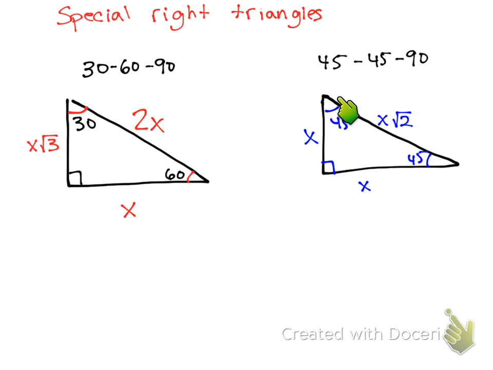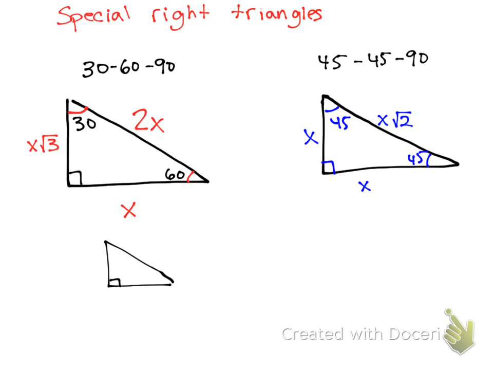And the other special triangle is the 45, 45, 90. The two legs are both the same, so they're both x and x, and then your hypotenuse is the leg, which is x, times square root of 2. These are true for every 30, 60, 90 triangle, as well as every 45, 45, 90 triangle. So you can use these ratios to solve for x, and in turn, figure out all the missing sides.